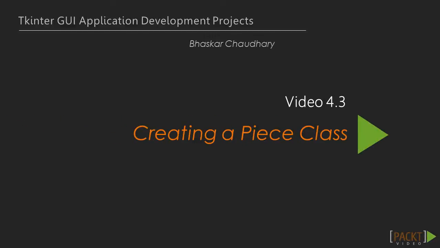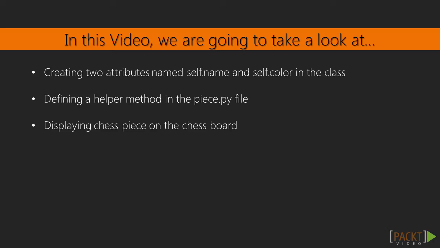In the previous video, we have learned about modeling the data structures. In this video, we will learn how to create a piece class. Think about it. We need to define rules for all of the different chess pieces. Some attributes and methods, such as color, will be common to all the chess pieces, while other attributes and methods, such as rules for movement, will vary for each chess piece.